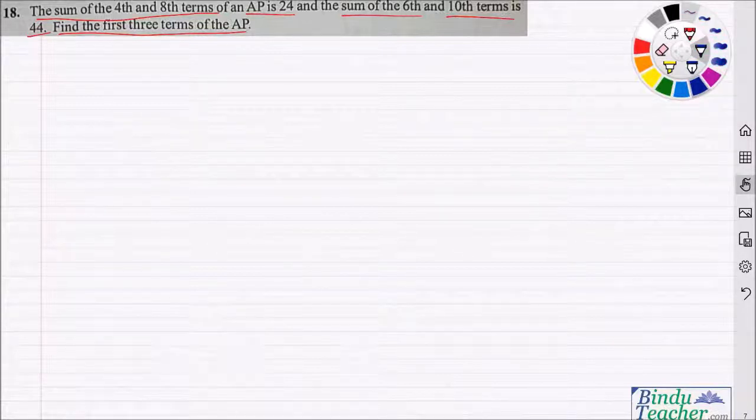So let's write down what we can understand from this question. It is said the sum of the fourth and the eighth term. So we can write that as a of 4 plus a of 8 equals 24. They also mentioned the sum of the sixth and the 10th term: a of 6 plus a of 10 equals 44.